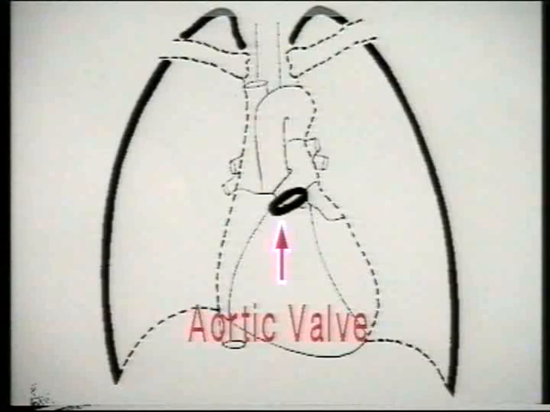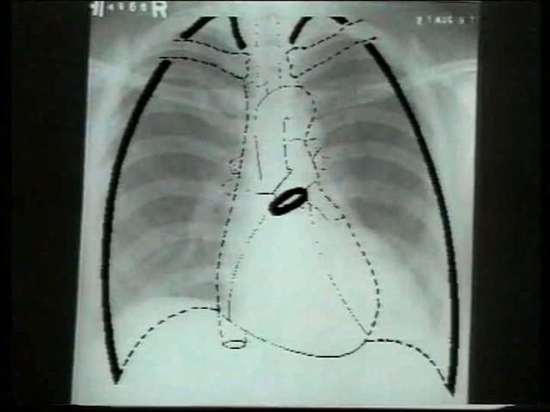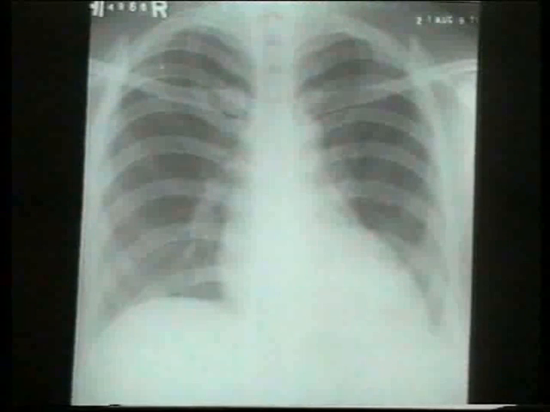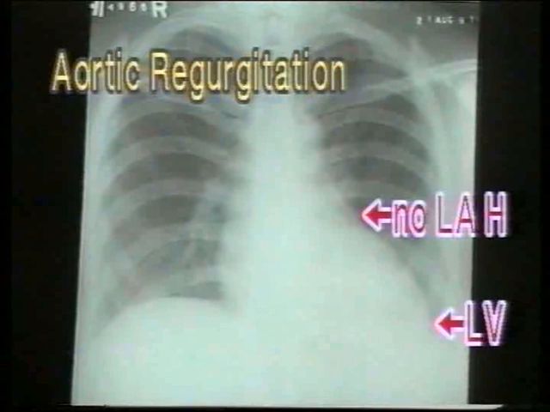Aortic incompetence causes marked dilatation of the left ventricle with cardiomegaly in outward and downward direction. Note the typical left ventricular enlargement in this case of aortic incompetence. In contrast to the mitral heart, this X-ray shows no left atrial prominence and there is a pure left ventricular enlargement carrying the apex downwards and outwards.